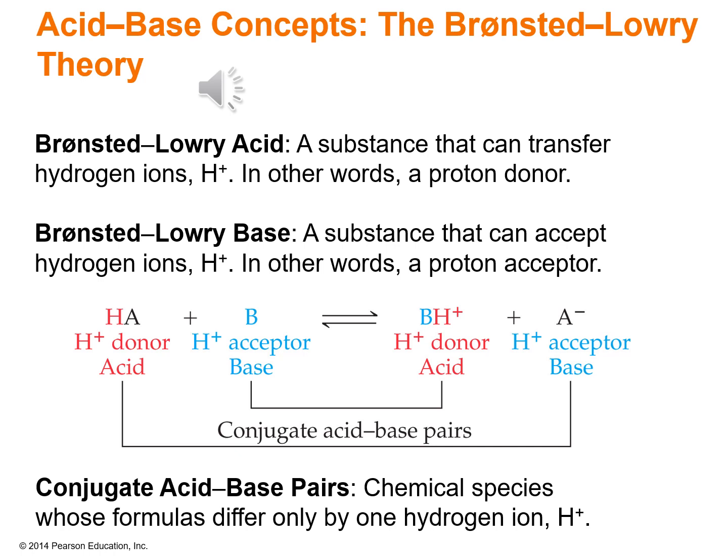In 1923, a more general theory of acids and bases was proposed independently by Danish chemist Johannes Brønsted and English chemist Thomas Lowry. According to the Brønsted-Lowry theory, an acid is any substance that can transfer a proton to another substance, and a base is any substance that can accept that proton. In short, acids are proton donors and bases are proton acceptors, and between both is a proton transfer reaction.